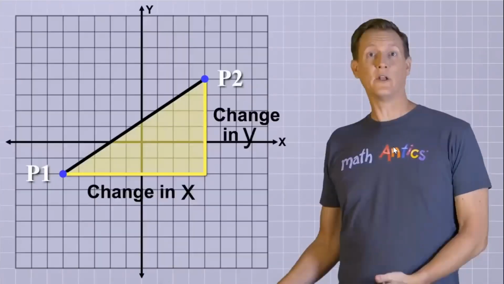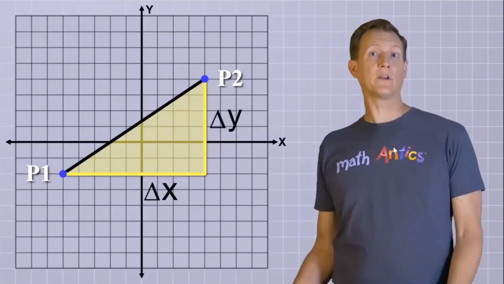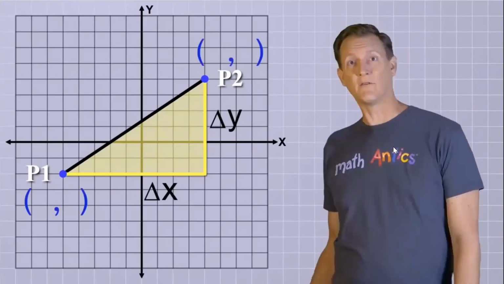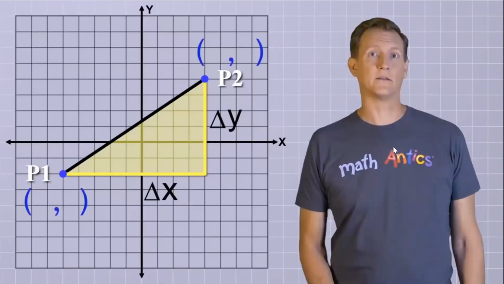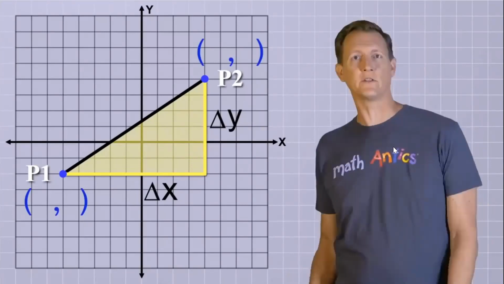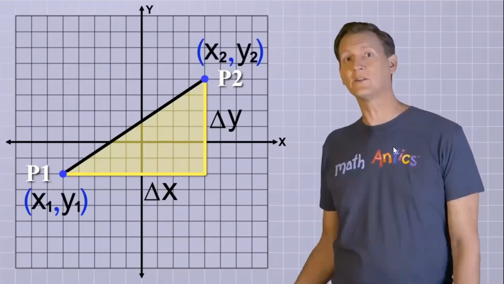Okay, now that we know what those sides represent and we've got nice names for them, how do we actually calculate the lengths of those sides? To do that, we just need the coordinates of the 2 points that form our line. Since we named them point 1 and point 2, it makes sense for us to call their coordinate values x1 and y1 for point 1, and x2 and y2 for point 2.